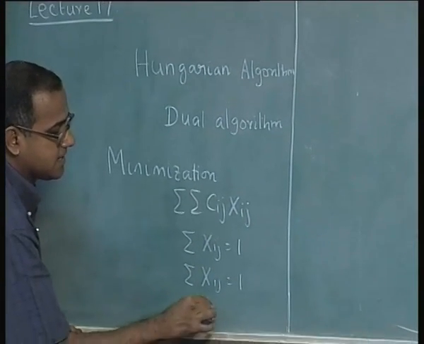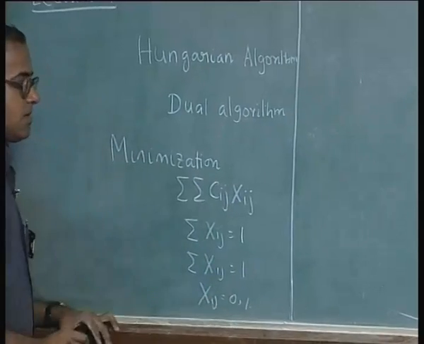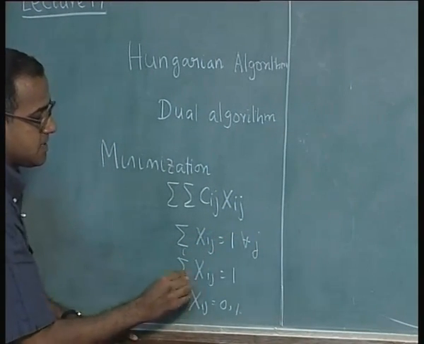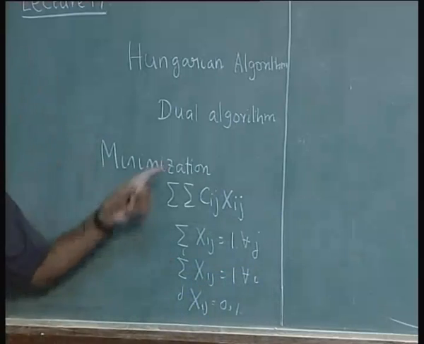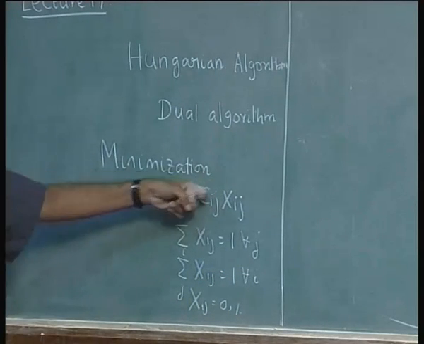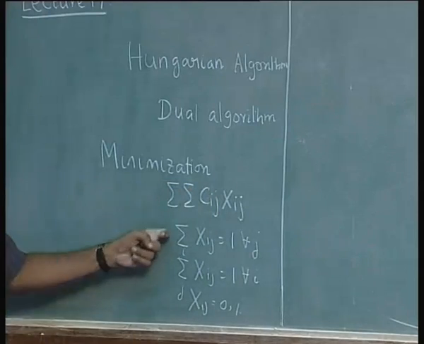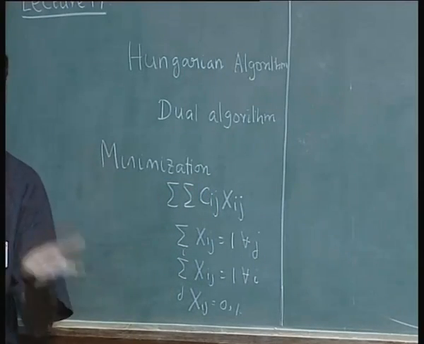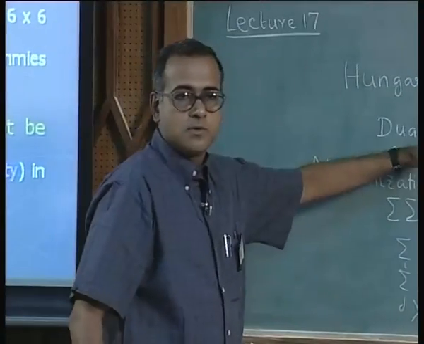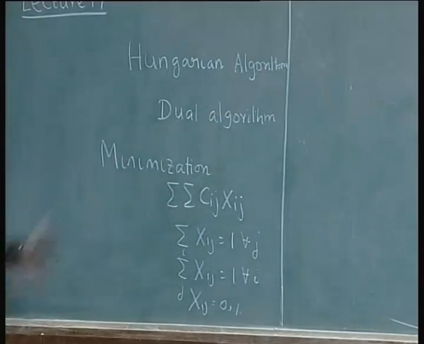We defined it as xij equal to 0, 1, summed over i for every j and summed over j for every i. This is the formulation of the assignment problem that minimizes the total cost of assignment. Now these two constraints indicate that every job goes to exactly one person and one person gets exactly one job. It is a square matrix with n square decision variables.